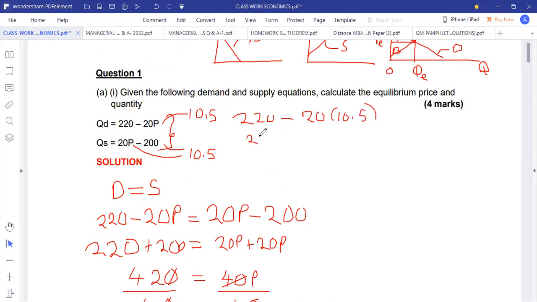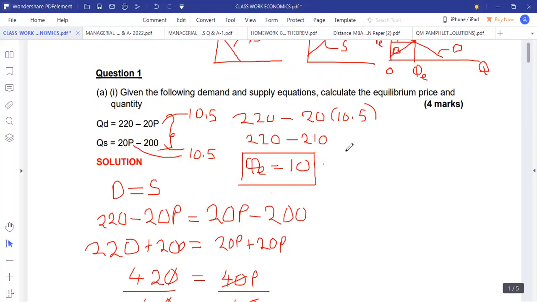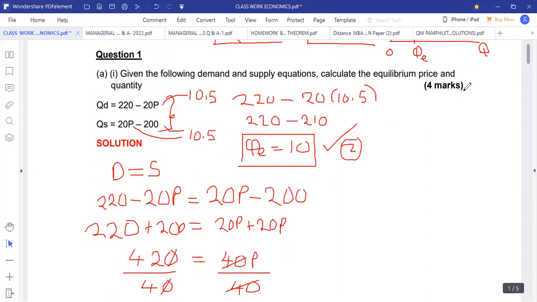So we're going to have 220 minus 210. And our equilibrium quantity will be at 10 units. We have found our equilibrium. We found our equilibrium price, which is 10.5, and our equilibrium quantity, which is 10 units.